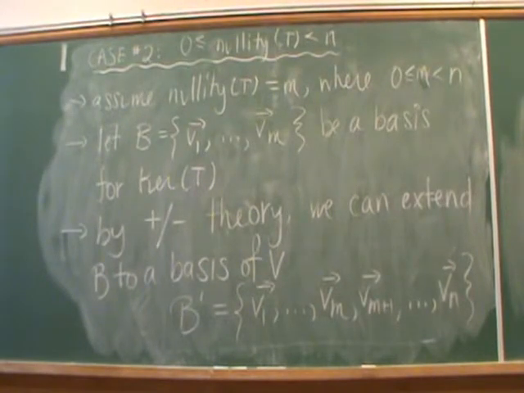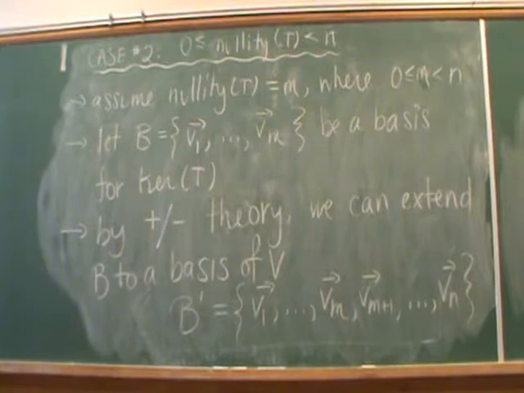For the second case, we're going to assume that the nullity is somewhere between 0 and n. Of course, the nullity of T has to be some kind of integer value here. So I'm going to assume that the nullity of T is m, where m is somewhere between 0 and n, and m and n are integer values. That means that we need m vectors to form a basis for the kernel of T. I'm going to let B be the basis for the kernel, so it contains the vectors v1 up to vm.